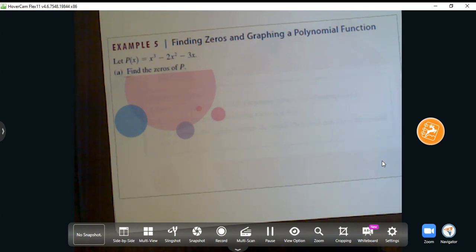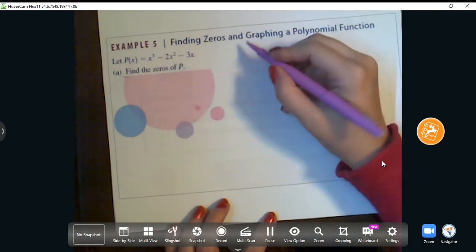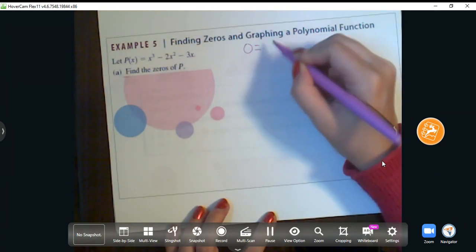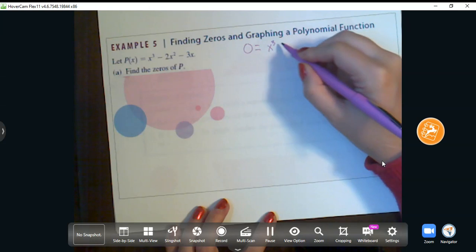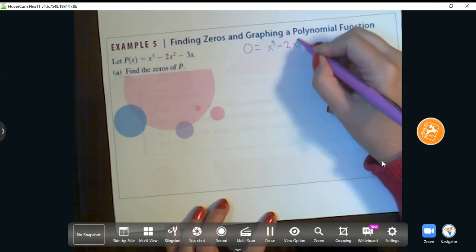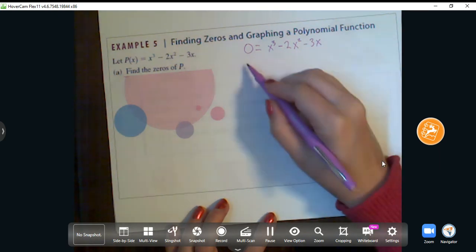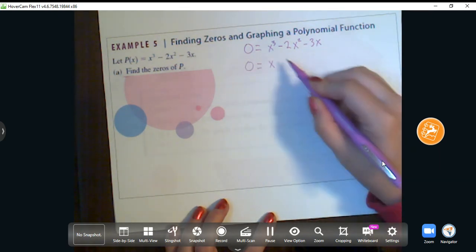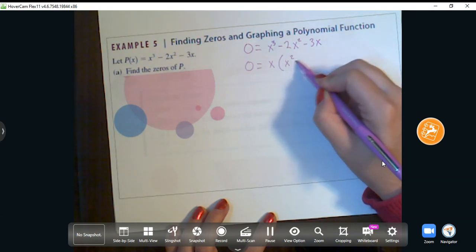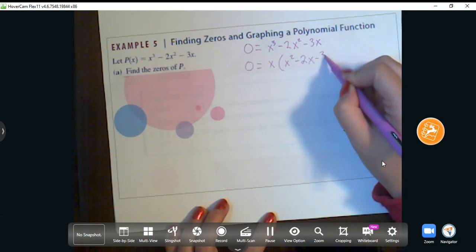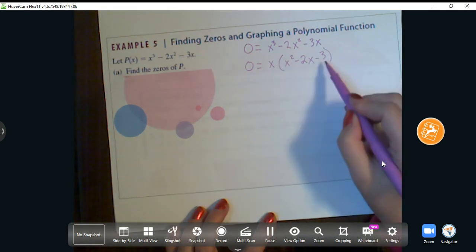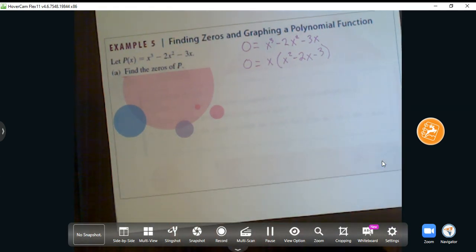All right, so on our next problem, again, I'm wanting to find the zeros. So remember that we want to start by setting our function equal to 0. And then we want to factor if at all possible, which in this case, we have a common factor of x. So I'm left with x squared minus 2x minus 3. So we have a quadratic here. So we're either going to need to factor this or we're going to need to use our quadratic formula.